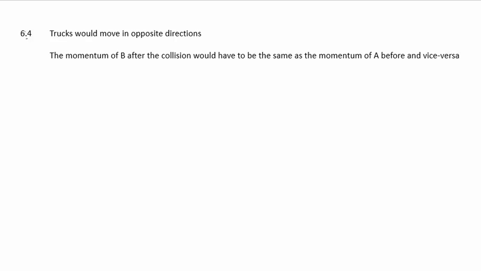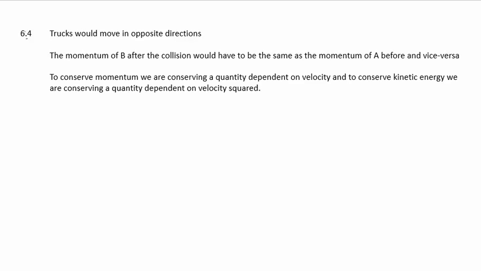In 6.4, we're to explain without a calculation how the motion of the trucks after the collision will be different if the collision were perfectly elastic. Well, now the trucks would move in opposite directions. The momentum of B after the collision would have to be the same as the momentum of A before, and vice versa. To conserve momentum, we're conserving a quantity dependent on velocity, and to conserve kinetic energy, we're conserving a quantity dependent on velocity squared.